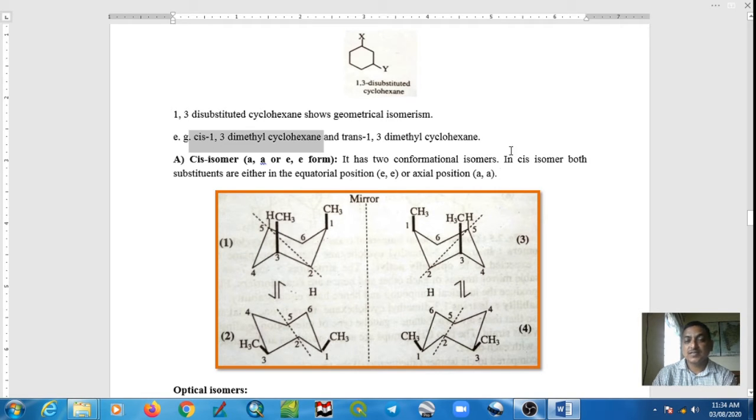In case of cis isomer of 1,3-dimethyl cyclohexane, both substituents are either axial or equatorial. So remember, this cis 1,3-dimethyl cyclohexane has two conformational isomers. In one isomer, both substituents are axial, that's why cis axial, or both methyl groups at equatorial, that's why called cis equatorial form.